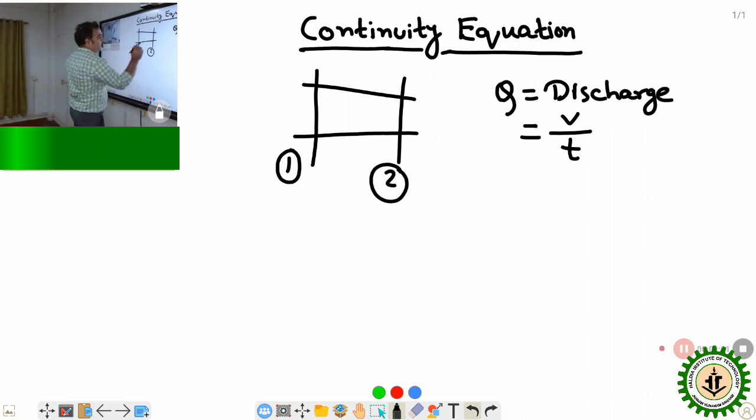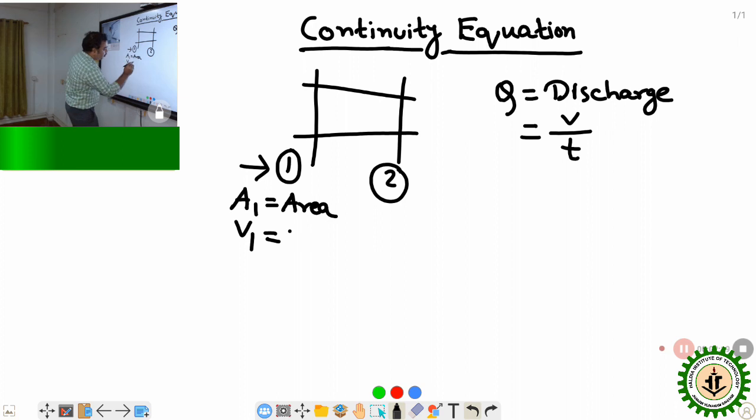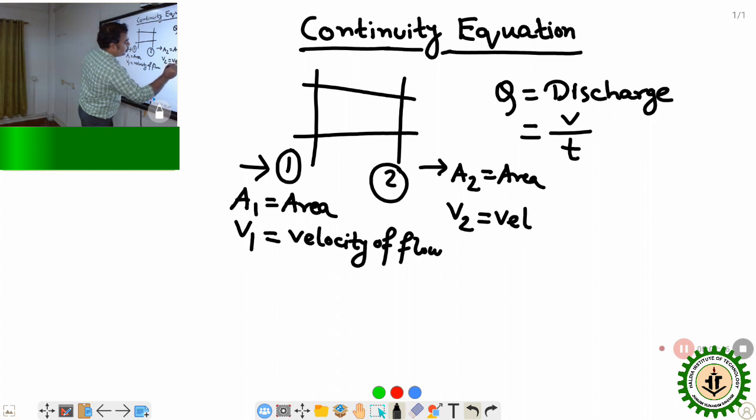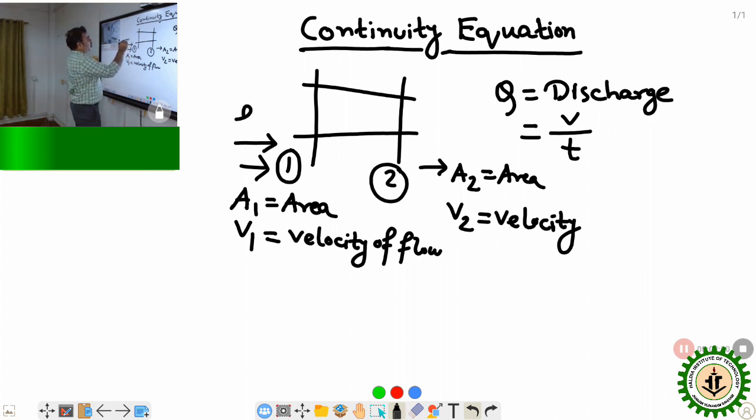So what is that basically? At section 1, suppose the area is equal to A1, and V1 is equal to the velocity of flow at section 1. Same here for section 2: A2 is equal to the area, and V2 is equal to the velocity at section 2. And for one particular fluid, the density will be fixed. That means at section 1, it will be rho, and at section 2, it will also be rho.